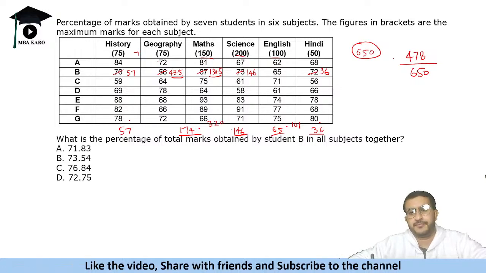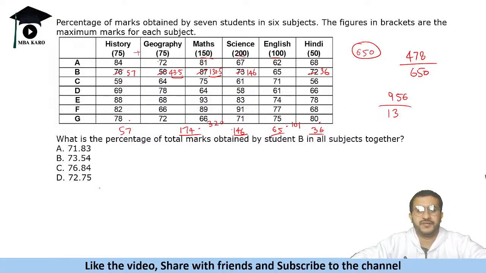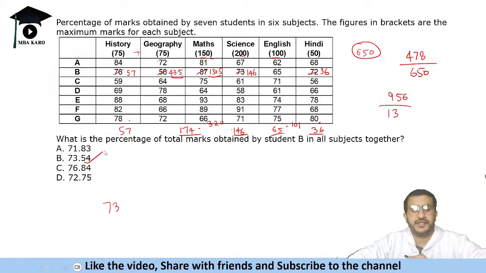Now you can double this number. We can make it 1300, and double of this is 956. Since we have to find the percentage, we'll have to multiply by 100. So you can just do this. 13 into 7 is 91, 446. So we get 339. Okay. 73.54 percentage.